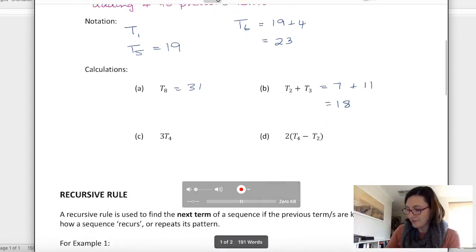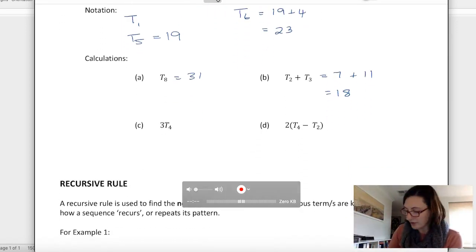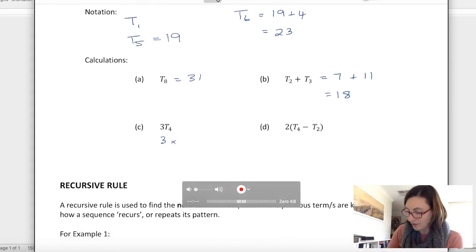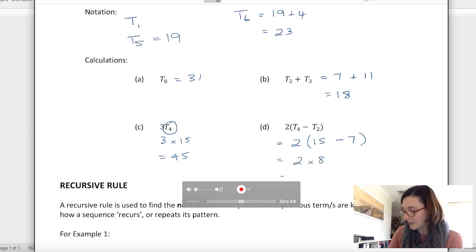In my next notation, I've got 3 lots of term 4. So this is 3 lots of, not 4, but term 4, if we have a look, was represented by 15. So it would be 3 lots of term 4, its value, which is 15, and I would get 45. And here a bit of BIMDAS, 2 lots of term 4, which is 15. Take term 2, which we know was 7. So it's 2 lots of 8, and that will give me a value of 16. So we can see very clearly that this notation here tells me what term I'm talking about, but its value is the actual number.